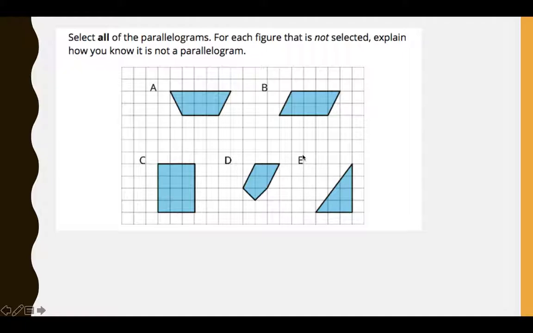All right. So figure E. Again, I'm looking for the amount of sides this shape has. Our goal is to have 4. If it has 4, we're on track and we're looking good, but this is a triangle. 1, 2, 3 sides. Can't be a parallelogram. Doesn't have enough sides. So B and C are the only parallelograms in this set.